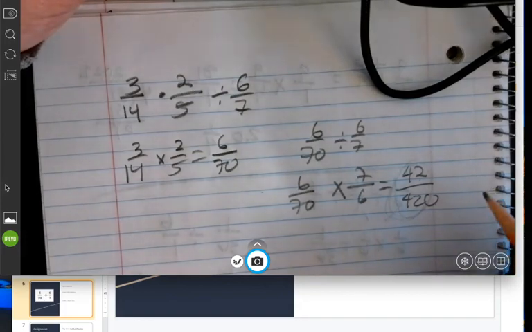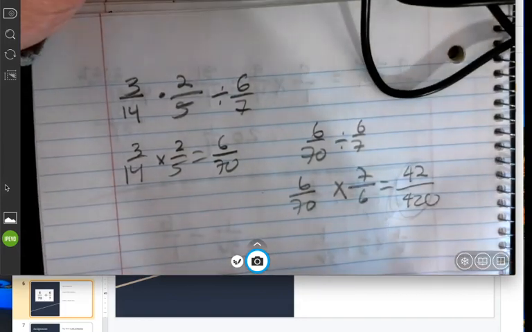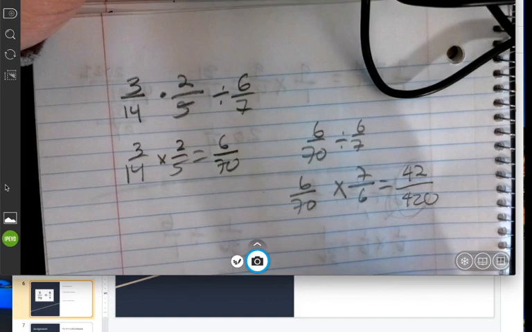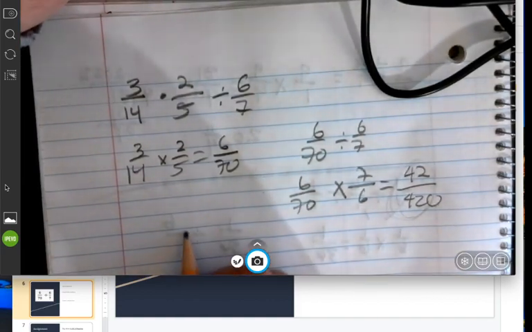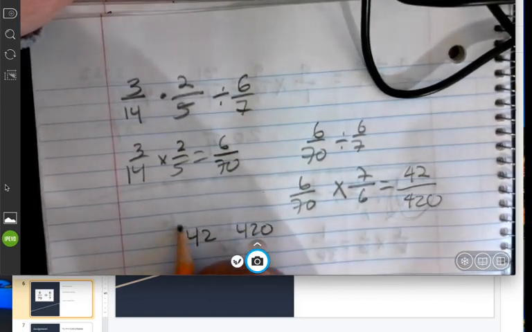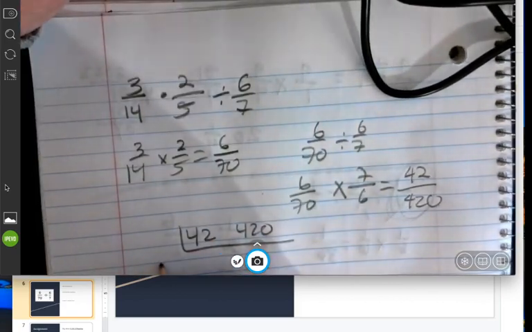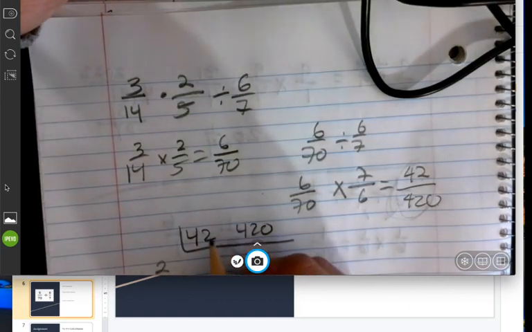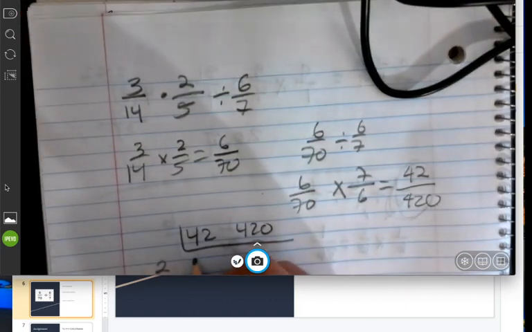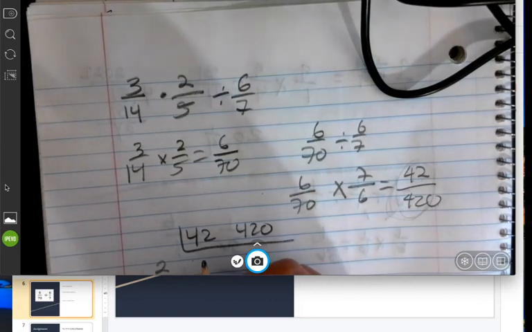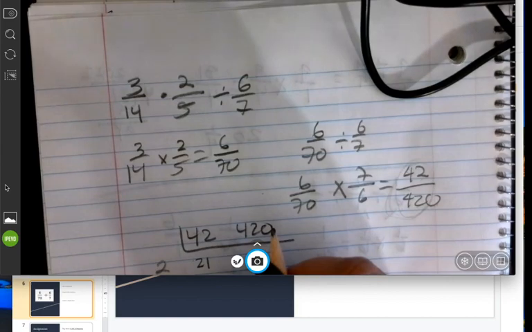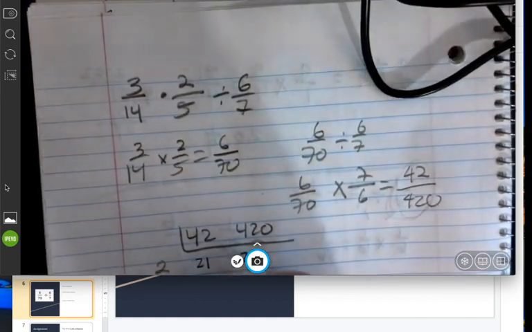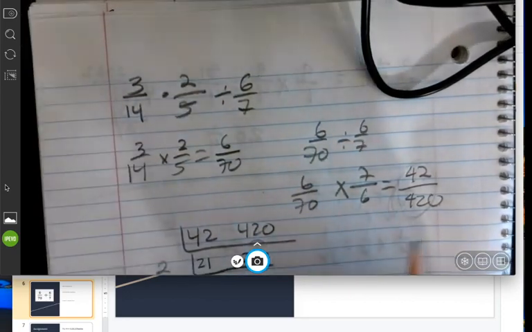So if I divide both numbers by 42, I would get my answer. I could also do it with the GCF. I might as well just do it with the ladder method, since that's the way that we've been learning it, right? So 42 and 420 we can divide by 2. 42 divided by 2 is, it is late in the day, 21. 420 divided by 2 is 210.